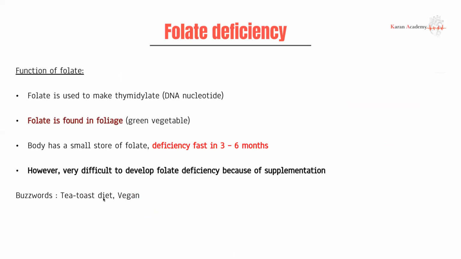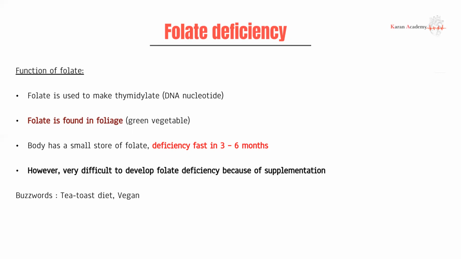Now, folate deficiency. Folate is found in foliage, or green leafy vegetables. The body has a smaller store of folate compared to B12, which is why the deficiency kicks in soon after you stop taking folate, which is usually 3 to 6 months, versus B12, where you have huge levels of B12 stores, usually good enough to last you a few years, which is why when someone switches from an animal-based to a vegan diet, they will not become B12 deficient for at least 2 to 3 years.